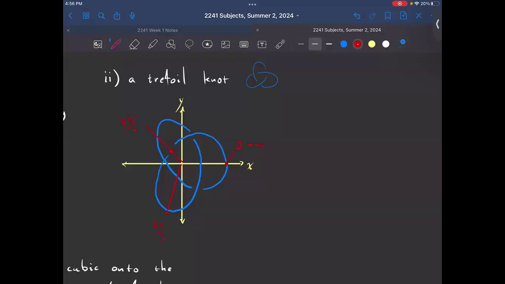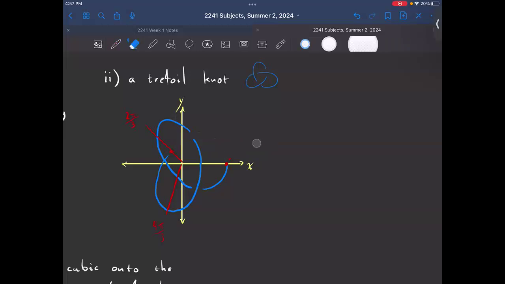I'm sorry, not 5 pi over 6. 2 pi over 3 right here. That's what I want, 2 pi over 3. So I want this to have period 4 pi over 3. Okay.